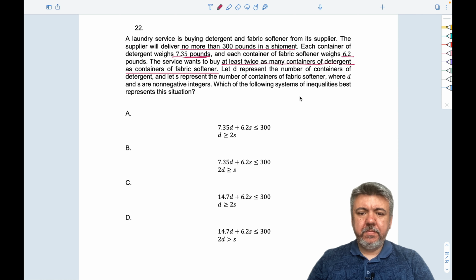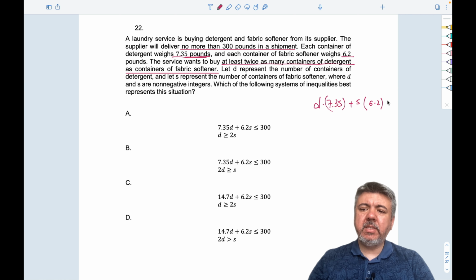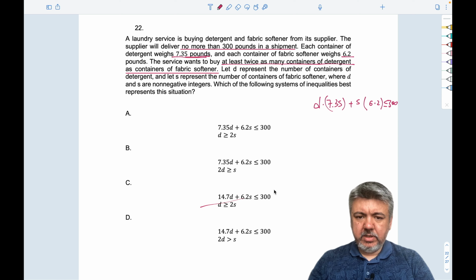First of all, no more than 300 pounds. Like D detergent times 735 plus S softener times 6.2. No more than means less than or equal to 300. These will cancel. And there is another.